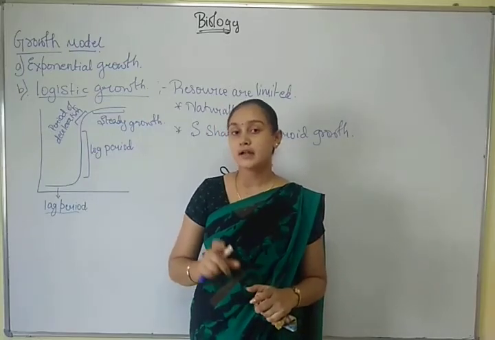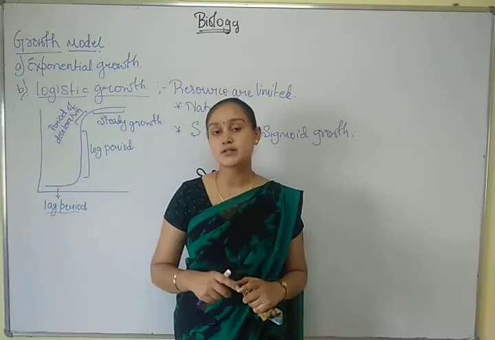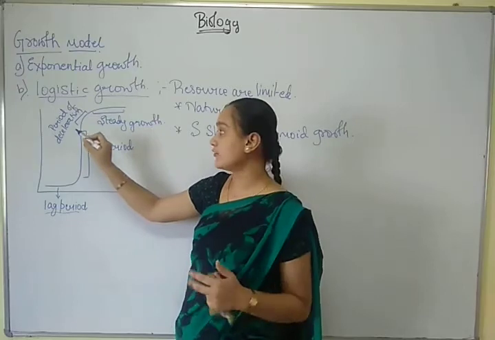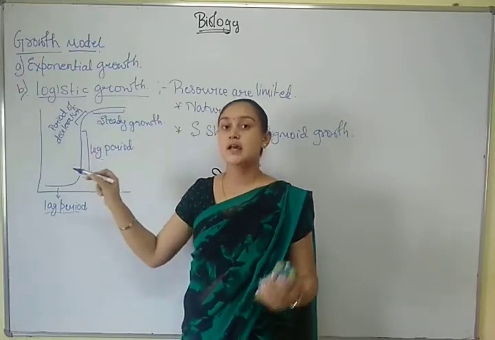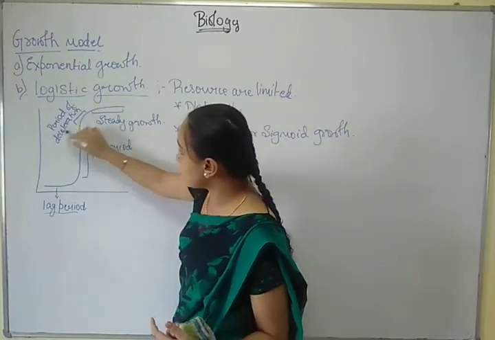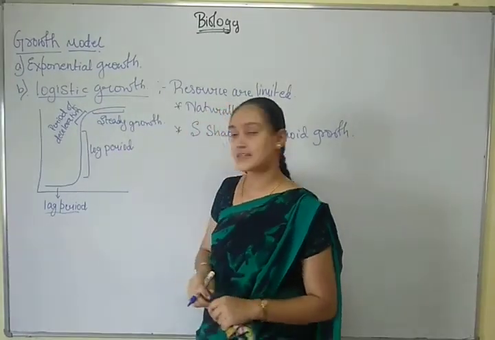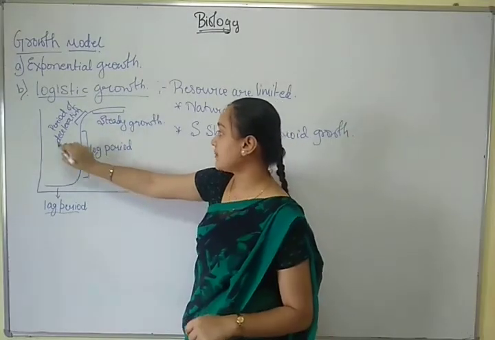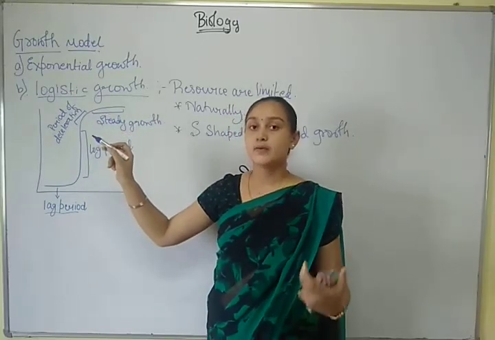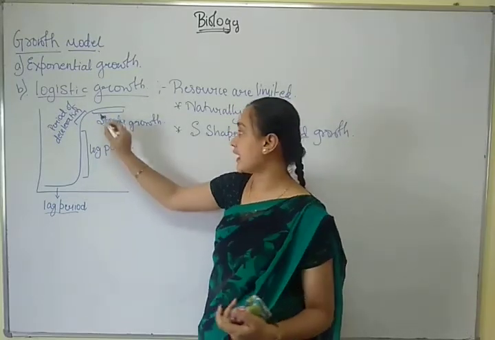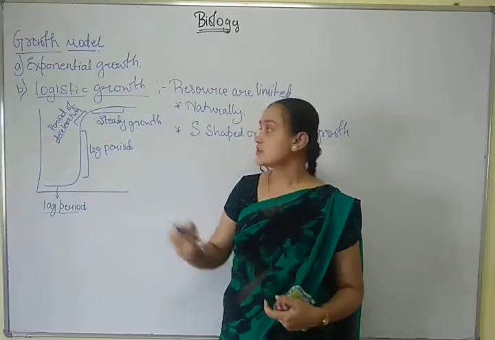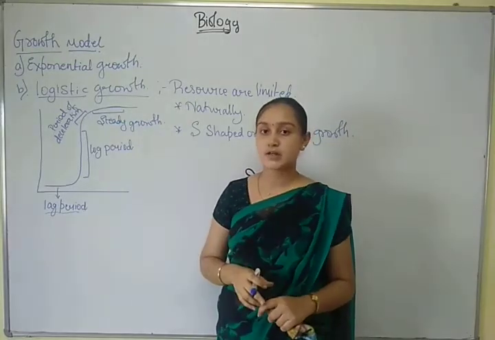At some period the resources get limited. When the availability of resources starts declining for the organism, this phase is called the period of deceleration. And when the resource availability gets limited, the growth of organisms will become steady. So this is a steady growth. This logistic growth is observed in nature.